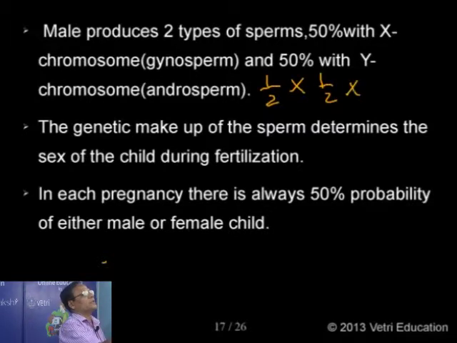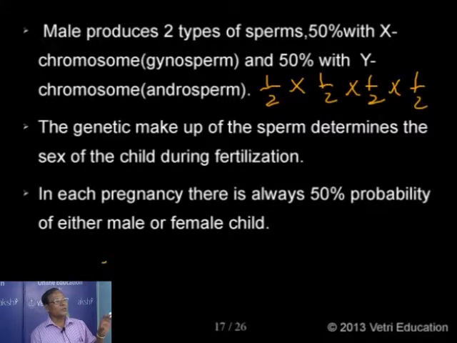So this is the 2nd pregnancy, this is the 3rd pregnancy, this is the 4th pregnancy. What is the probability of a male child in the 4th pregnancy? In each pregnancy there is always a 50% chance, so you have to take 1 by 2 into 1 by 2 into 1 by 2 into 1 by 2, which gives 1 by 16. So the probability of a male child in the 4th pregnancy is 1 by 16. We have to calculate in that manner, multiplying, and you can get the proportion given in the question paper.